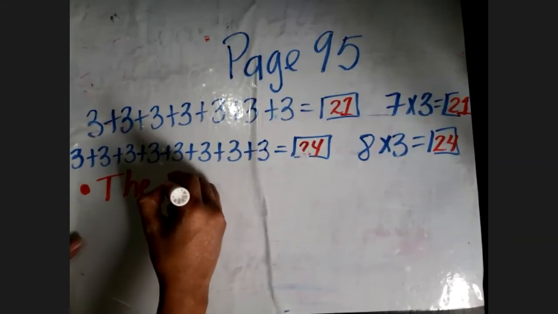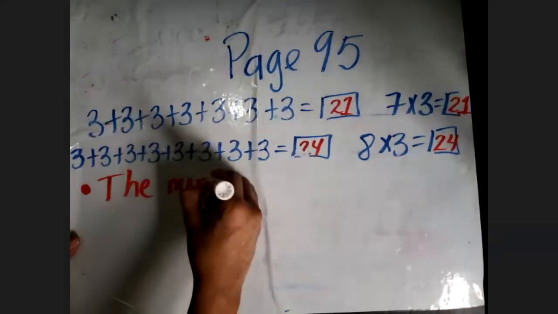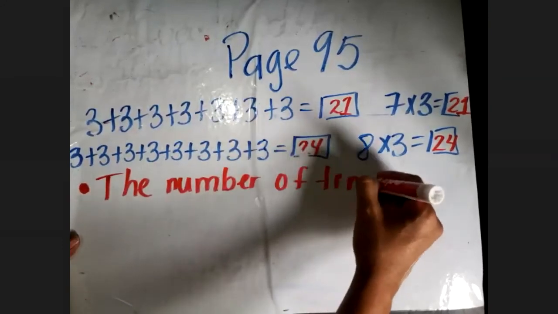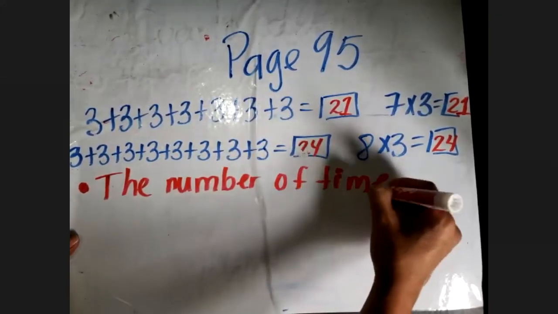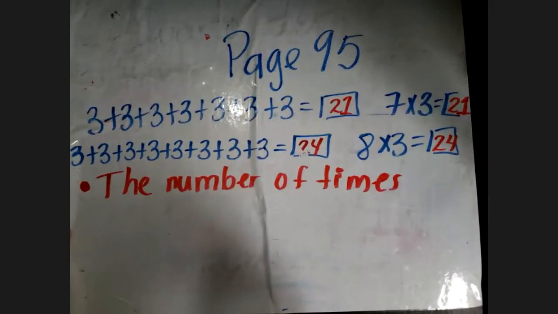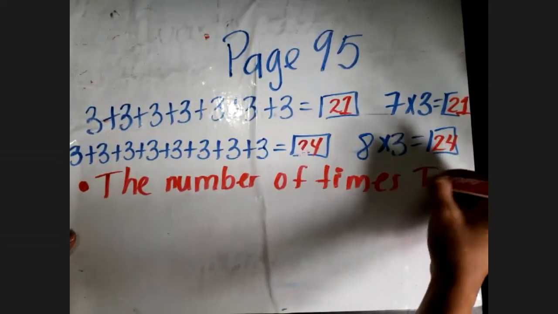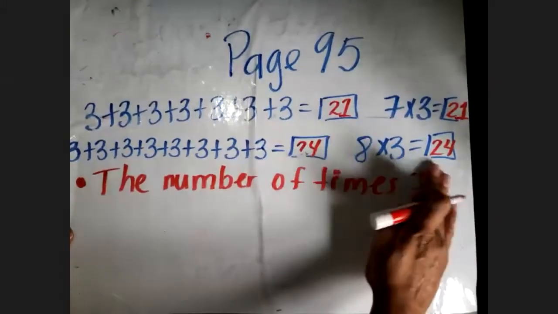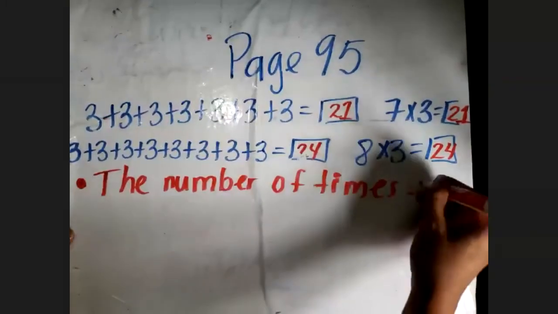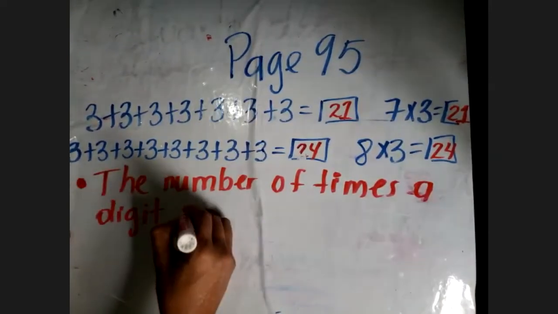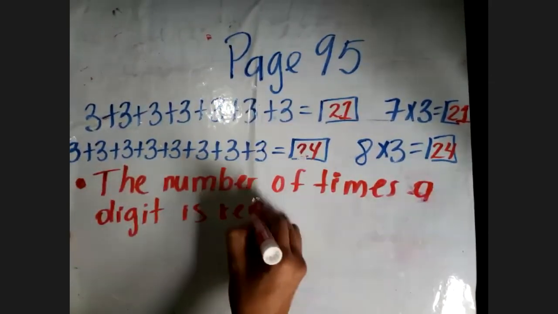It means, okay, the number of times. Write the answer in the line. The number of times a digit is repeated.